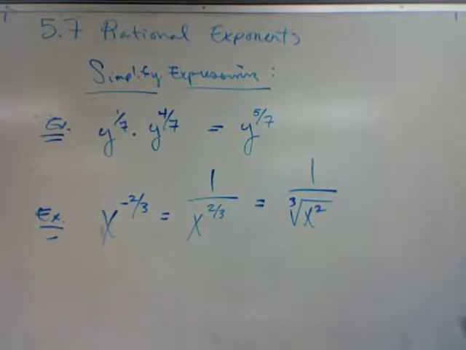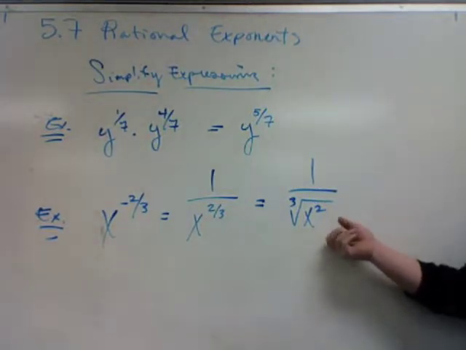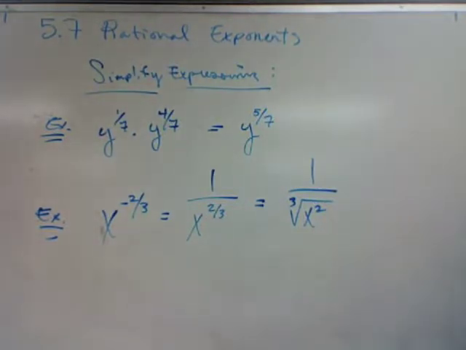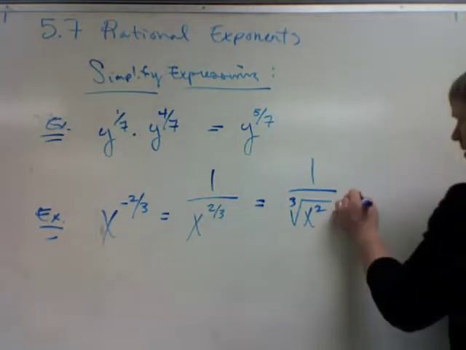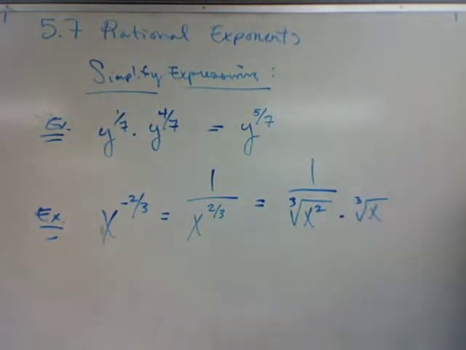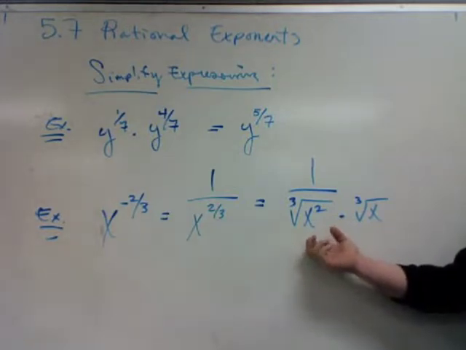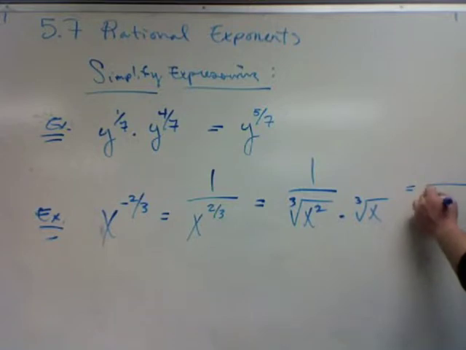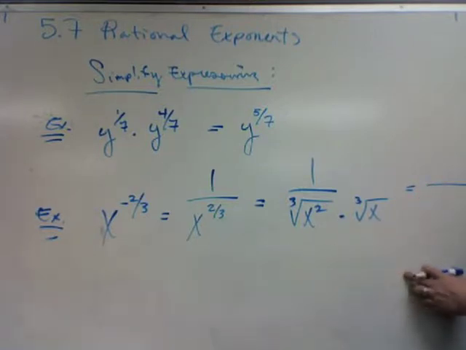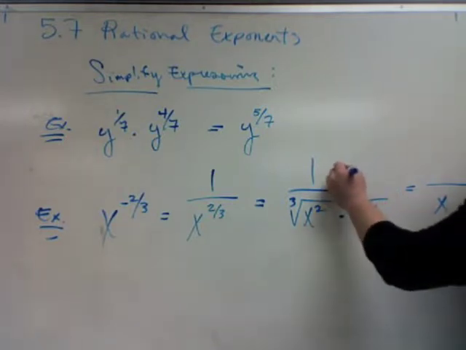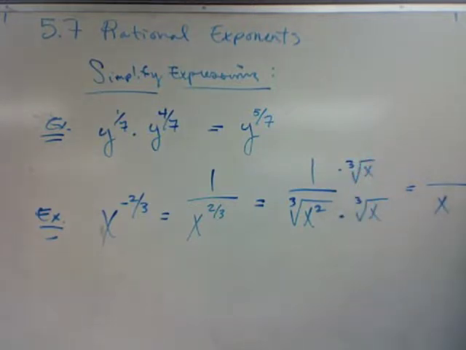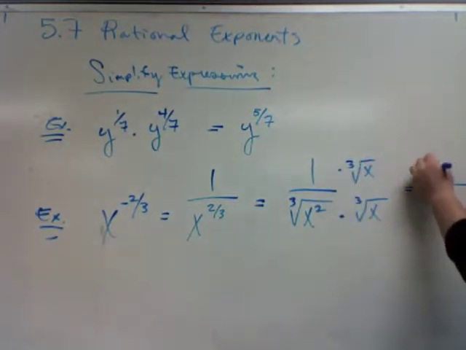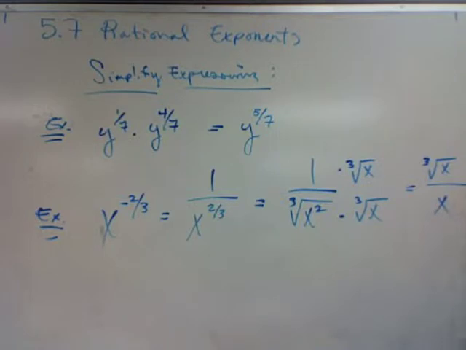So how can I make the x squared a perfect cube root? You have to multiply what is in the bottom. So if I multiply the cube root of x and the cube root of x squared, what do I end up getting? The cube root of x cubed. Exactly right. And what would that be? X. Agreed? You have to multiply on top too.